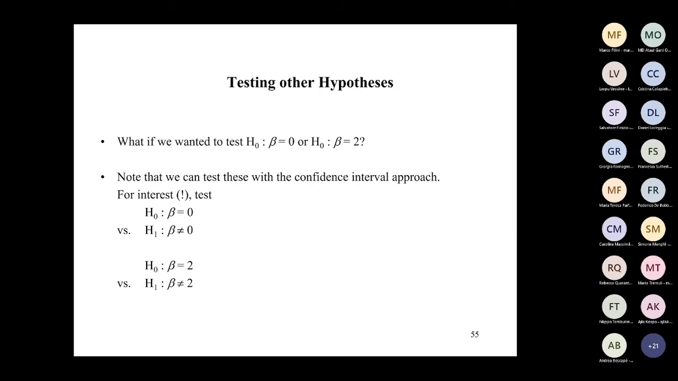Now, once you have the interval, you can test whether beta equals 0. Cannot reject this one. Beta equals 2. What can I do with beta equals 2? Can I reject or not? Reject. I can reject. Yes. Why? Because this is outside the interval.